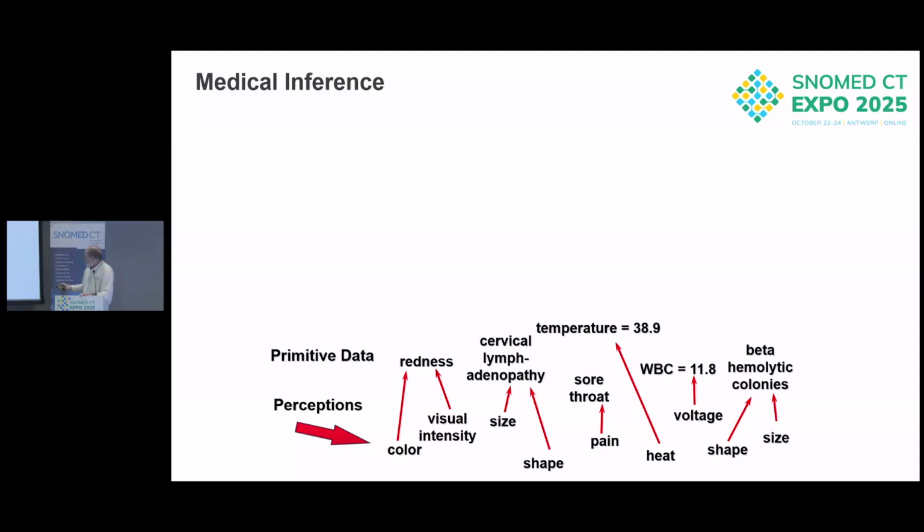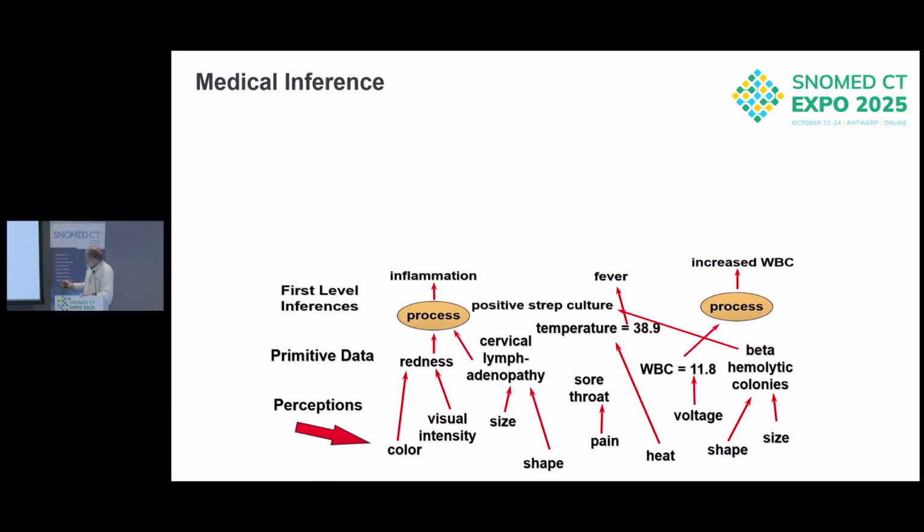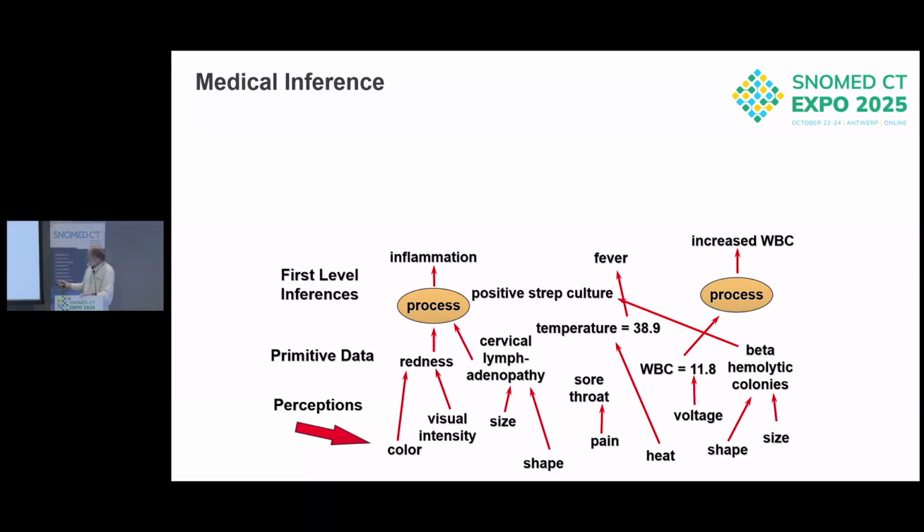And then at that first level above that, you start saying, oh, this represents redness, this represents lymphadenopathy, this is pain in the throat, it's a sore throat. The temperature is here, so we detect heat, but now we've turned it into something that's actually measurable. We've got voltages and things that then tell us white counts, and we can look at colonies that are growing on an agar plate.